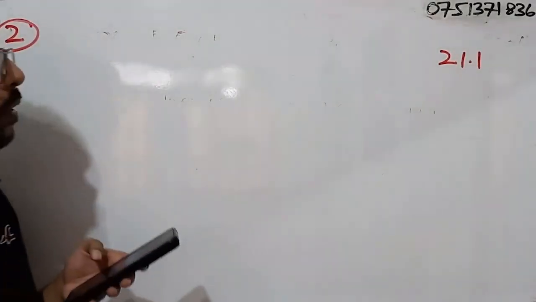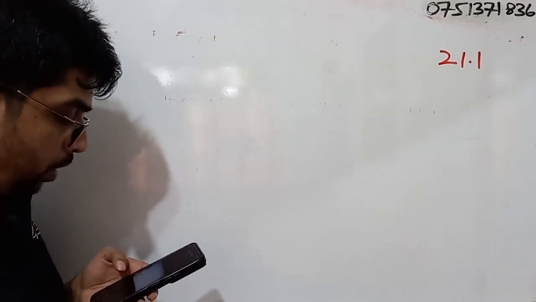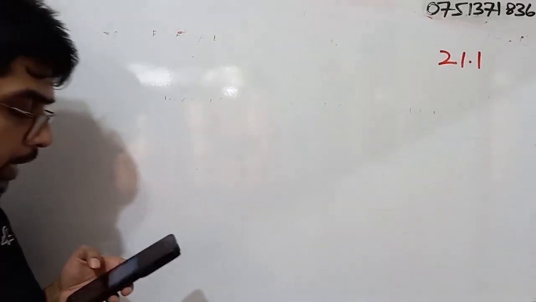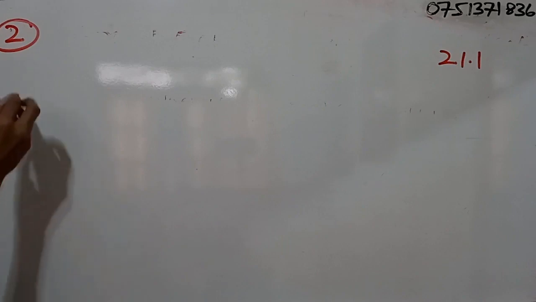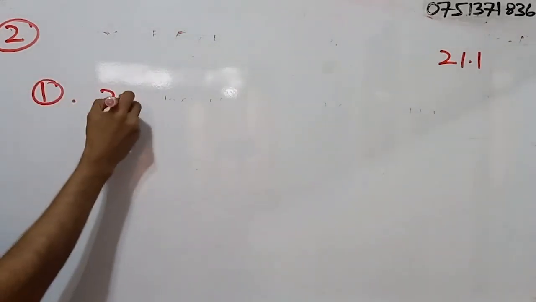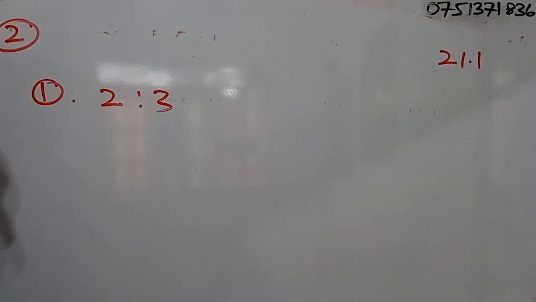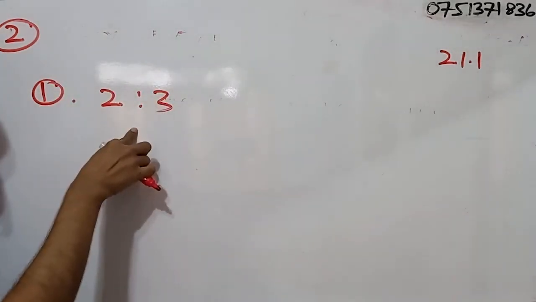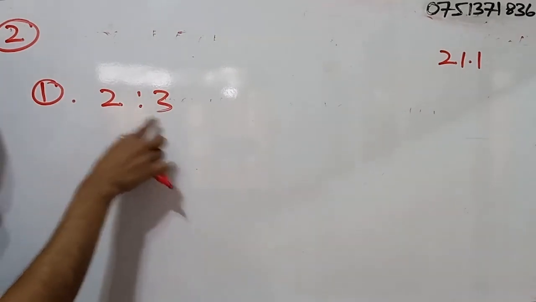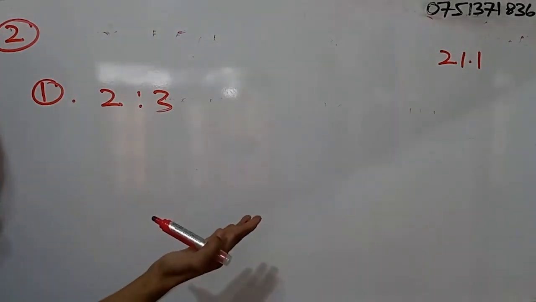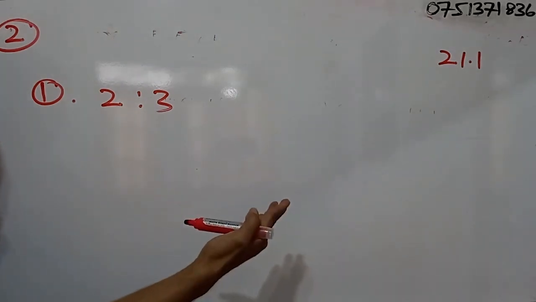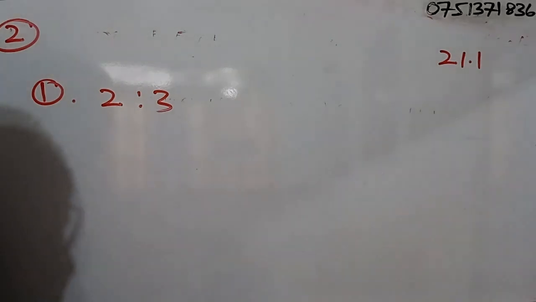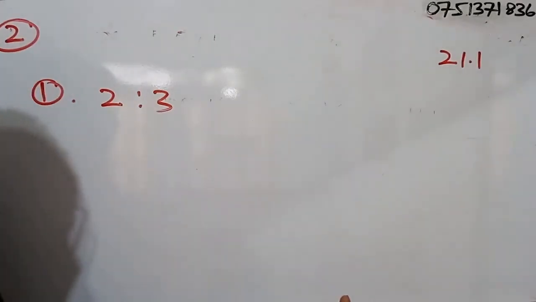Question number 2. Exercise 21.1. For each of the following ratios, write down 2 equivalent ratios. Right? So part 1. So we have 2 to 3. So when we have to write down equivalent ratios, simply what do we have to do? So this ratio has 2 terms now, right? So we have to multiply both terms by the same number. So that number should be a whole number. So the answer depends on the whole number that you have used, right?